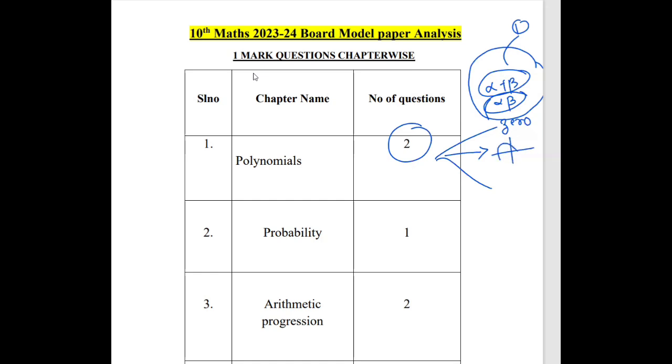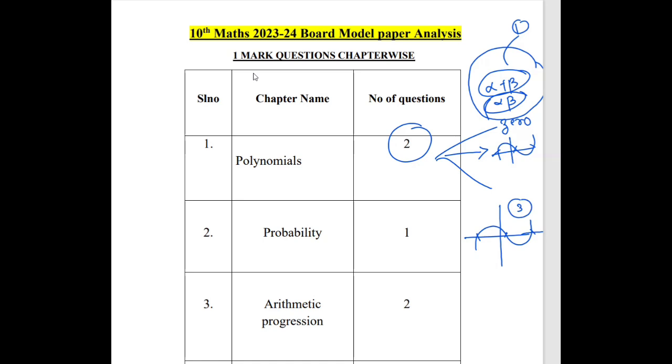Next, generally they ask the number of zeros. They'll give a graph and ask you to find the number of zeros. In 1 mark, how many zeros does this have? You just need to see where this graph is meeting the x-axis. So this has how many zeros? 3 zeros. This is one type of question they ask.